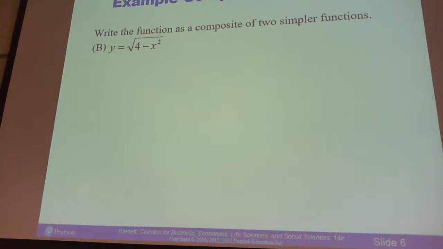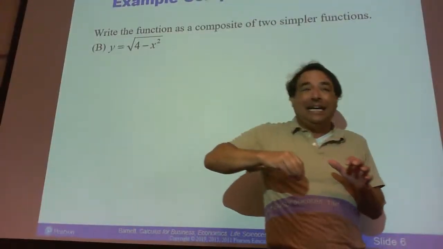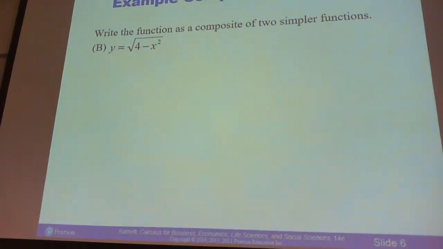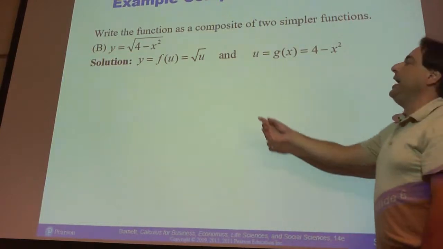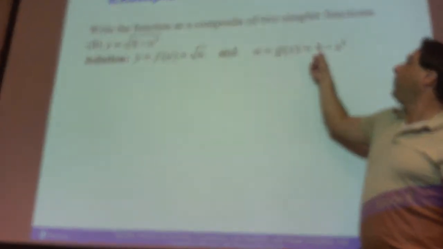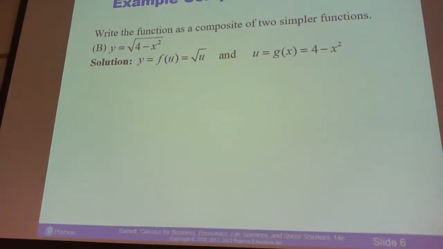Okay? So if I was taking this one, y equals square root of 4 minus x squared, what would you say the main function is? The square root of u. Let's just call it u. And what am I putting inside that function? 4 minus x squared. So I have one function inside of another function. So I can look at it as I have the square root of u, that's the main function, and u is what I'm putting inside, 4 minus x squared. So just get the idea of a function inside of another function. It's called a composite.